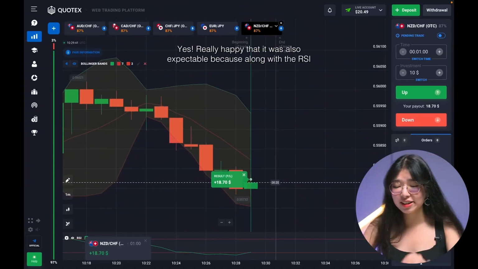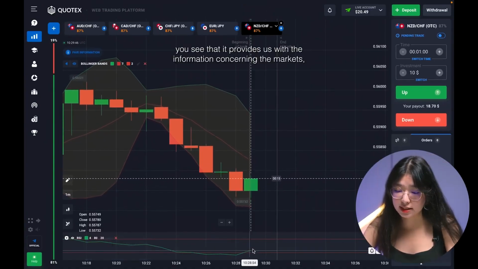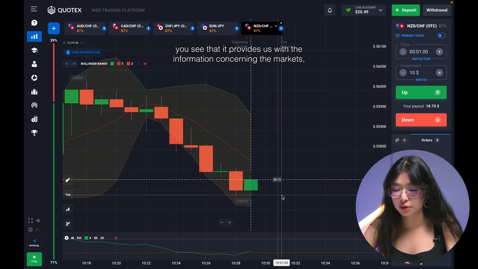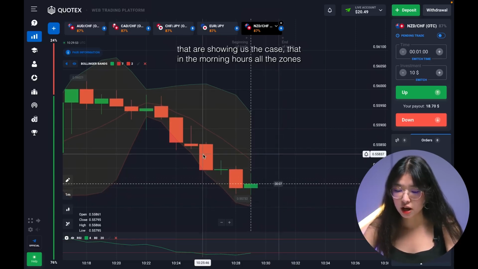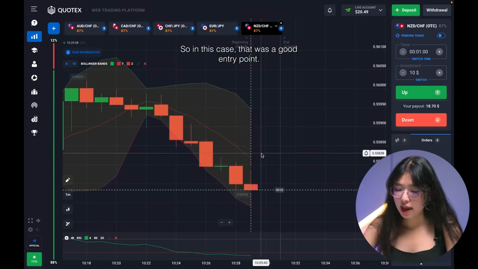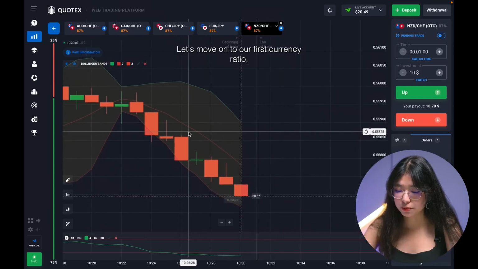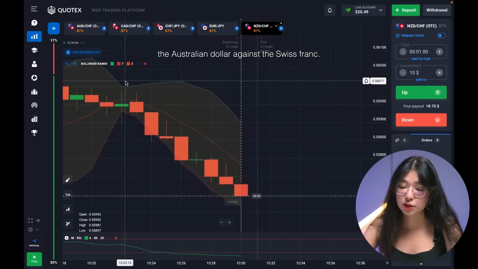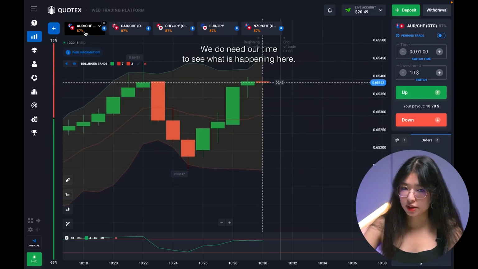Yes guys, really happy that it was also acceptable, because along with RSI we see that it provides us with information concerning the markets, showing that in morning hours all the zones don't last so long. And in this case it was a good entry point. So let's move on to our first currency pair, the Australian dollar against the Swiss franc. We don't need much time to see what is happening here.